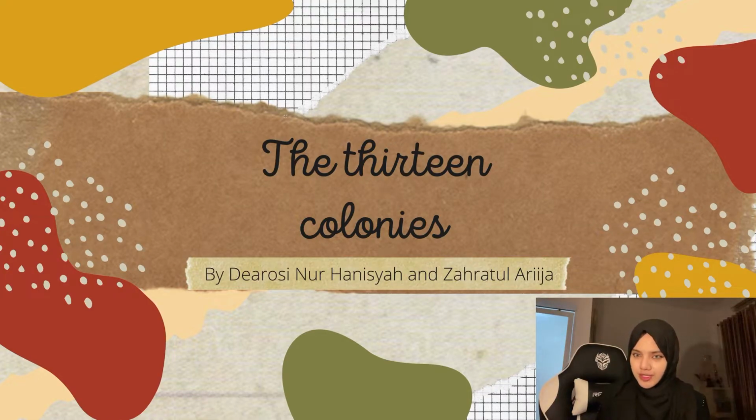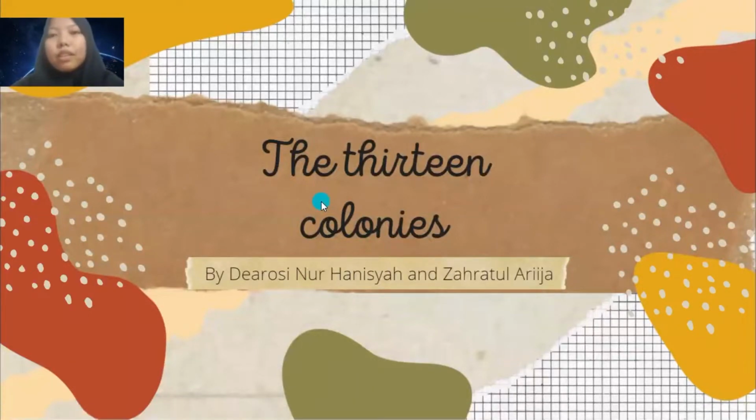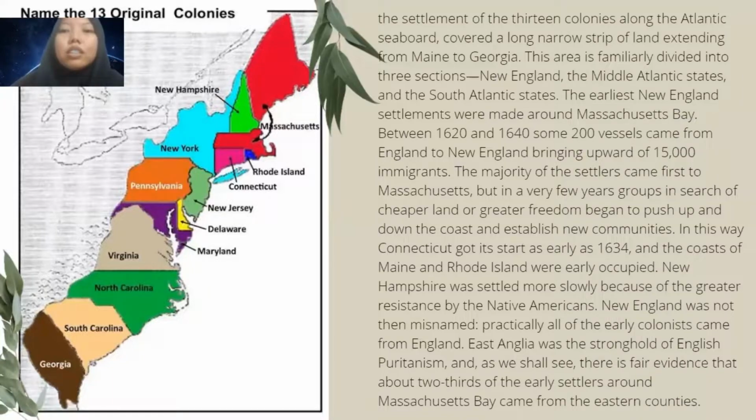Next, we would like to present about the 13 colonies. It will be presented by Dea Rosi Nurhanishah and Zahratul Arija. To them, time is yours. The 13 colonies. The settlement of the 13 colonies along the Atlantic seaboard covered a long narrow strip of land extending from Maine to Georgia.